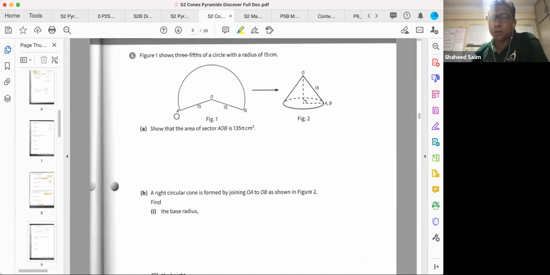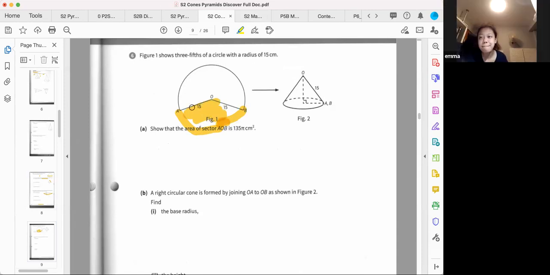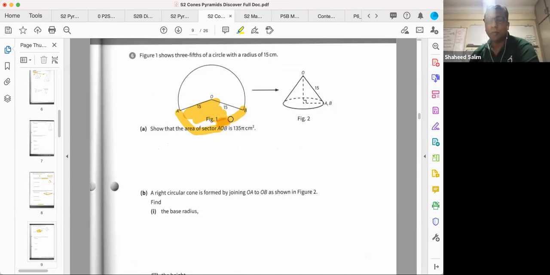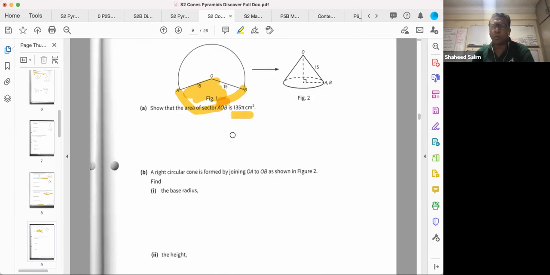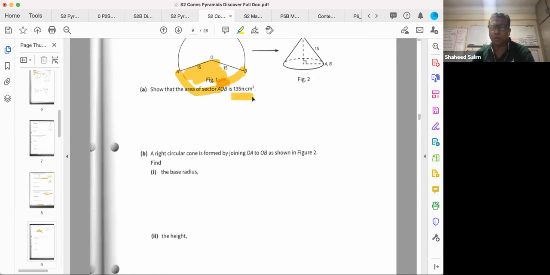So what is minor sector? This one is called minor sector. Major sector is the bigger one. Okay. So we don't need to show this. We go straight into, we assume this is already shown now.